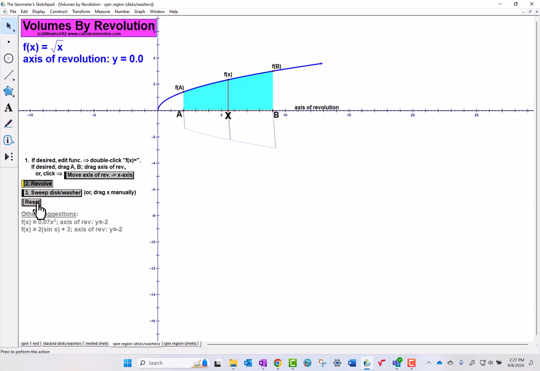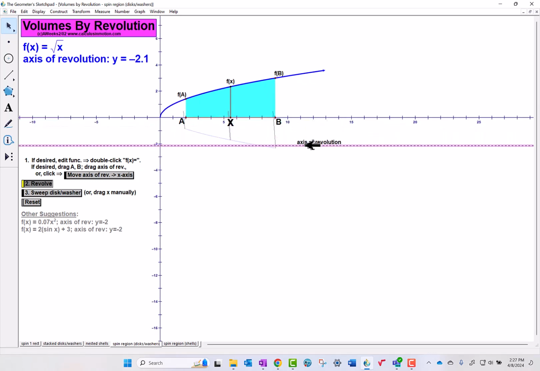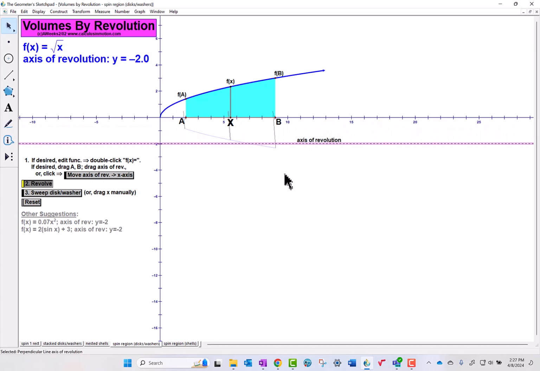What we're going to do today is we're going to look at what happens when the axis of revolution is not, basically the figure is not sitting on the axis of revolution. Let's say, for instance, that maybe the axis is down here at -2. So now what's going to happen when we rotate around the axis of revolution?